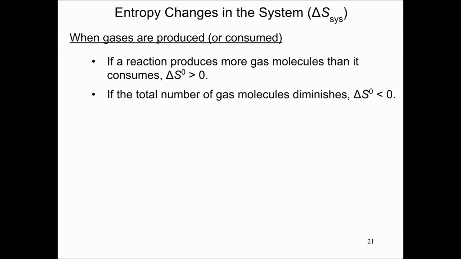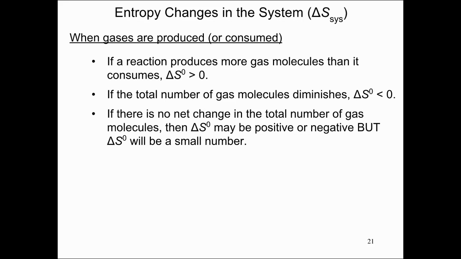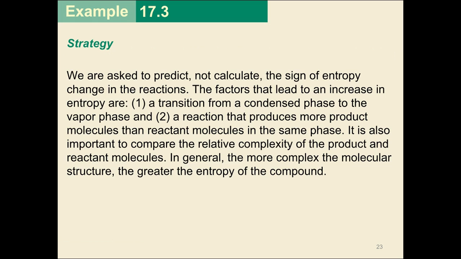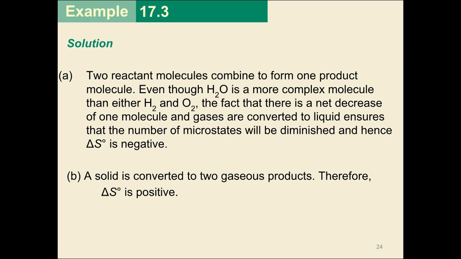So, entropy changes in the system. A quick review of what we just did. If a reaction produces more gas molecules than it consumes, that change in entropy is going to be greater than zero. If the total number of gas molecules diminishes, it decreases, and that change in entropy is going to be less than zero. And if there's no net change, it may be positive, maybe negative, but it's going to be a much smaller number. This allows us to predict entropy changes of the system without actually knowing the values. You can see you went from 3 gaseous particles to none, so I'm expecting A to have a negative value for entropy.